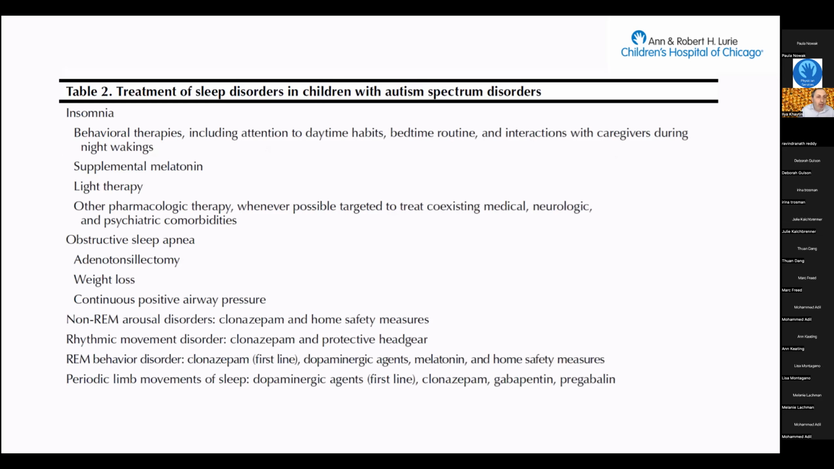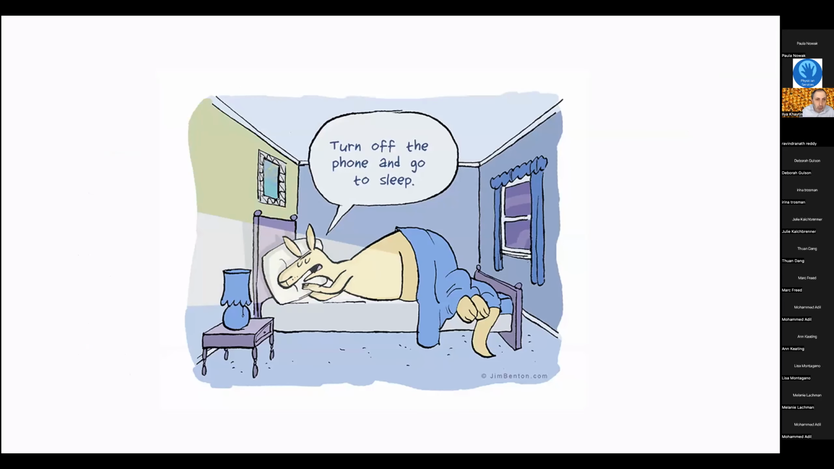So, in conclusion, in children with developmental delay, we need to address behavioral therapies for insomnia, melatonin, light therapy, and addressing coexisting conditions. We need to address obstructive sleep apnea, periodic limb movement disorders, etc. And with that, I would like to open the floor to questions.